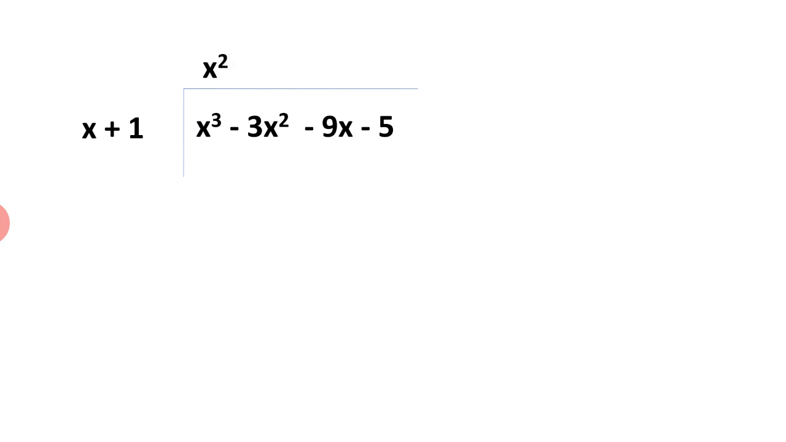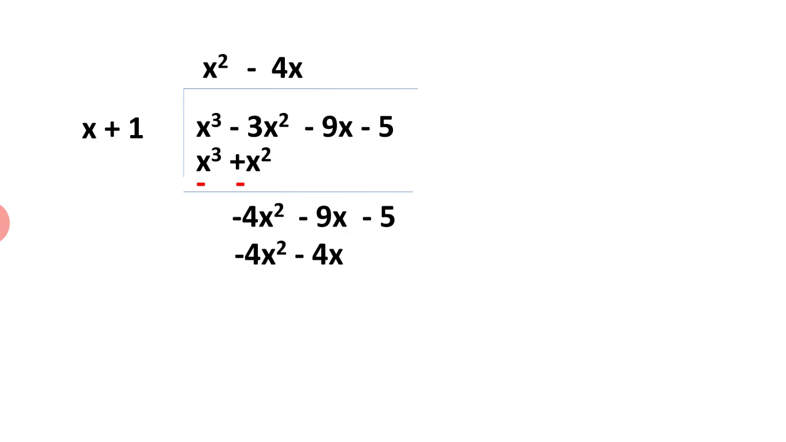First quotient term will be x square. So x cube plus x square. Subtraction. Sign will change. So it will be minus 3x square minus x square, minus 4x square. Then bring the other two terms down. Now the quotient term will be minus 4x square upon x, so it will be minus 4x. Multiply. So minus 4x square minus 4x. Change the sign. Again you will find minus 4x square plus 4x square will cancel. And here you will get minus 5x, minus 5. Quotient term will be minus 5 because minus 5x upon x will be minus 5.